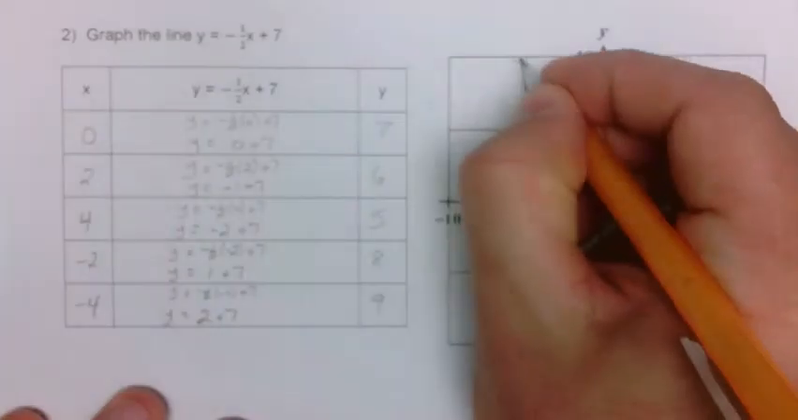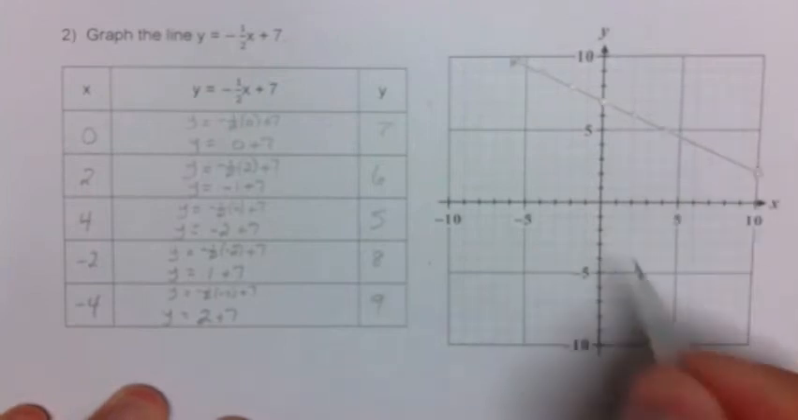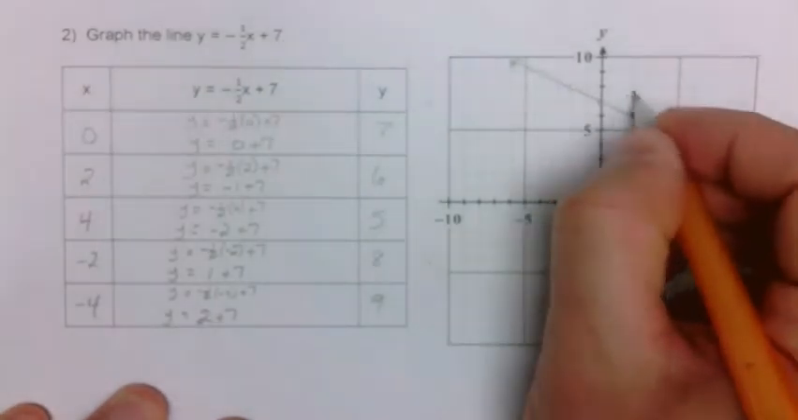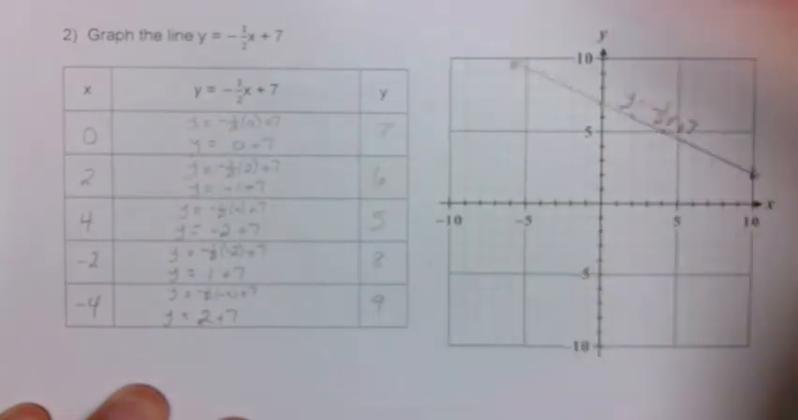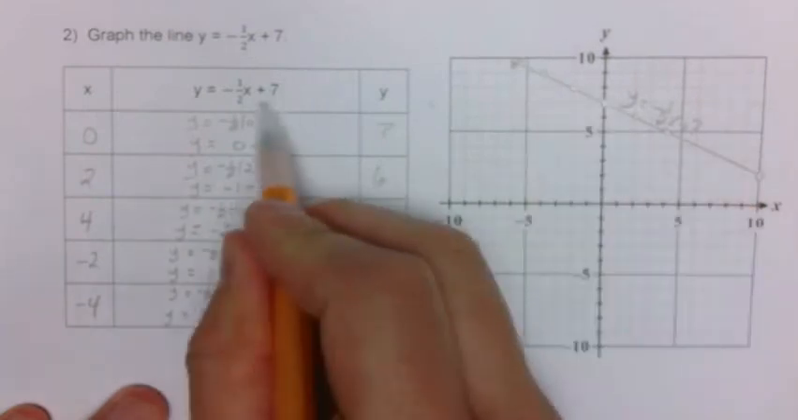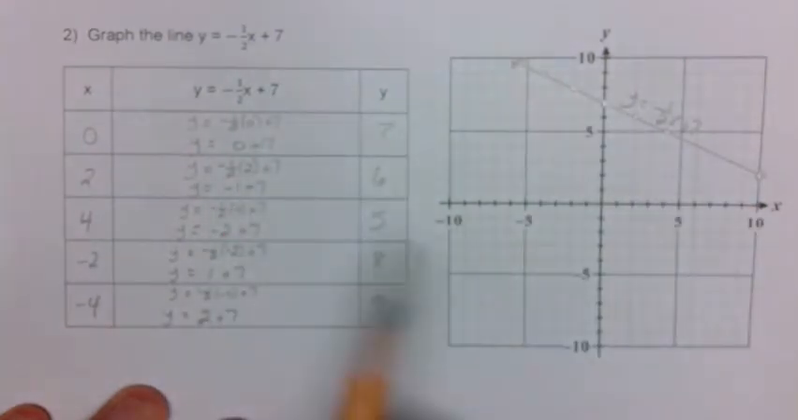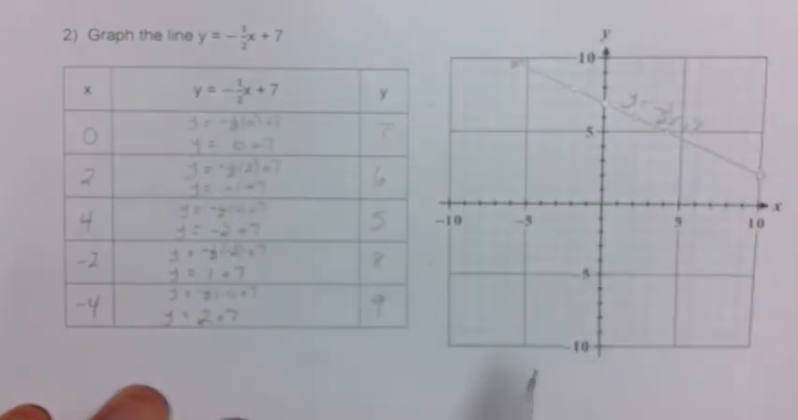And then again, let's put some arrows on the ends. All right, and then label the line with its equation. Y equals -1/2 x plus 7. All right, the y-intercept right here is at 0, 7, which I knew from the equation. And it was a negative slope. My line is decreasing as I move from left to right, so I know I've got a good line.